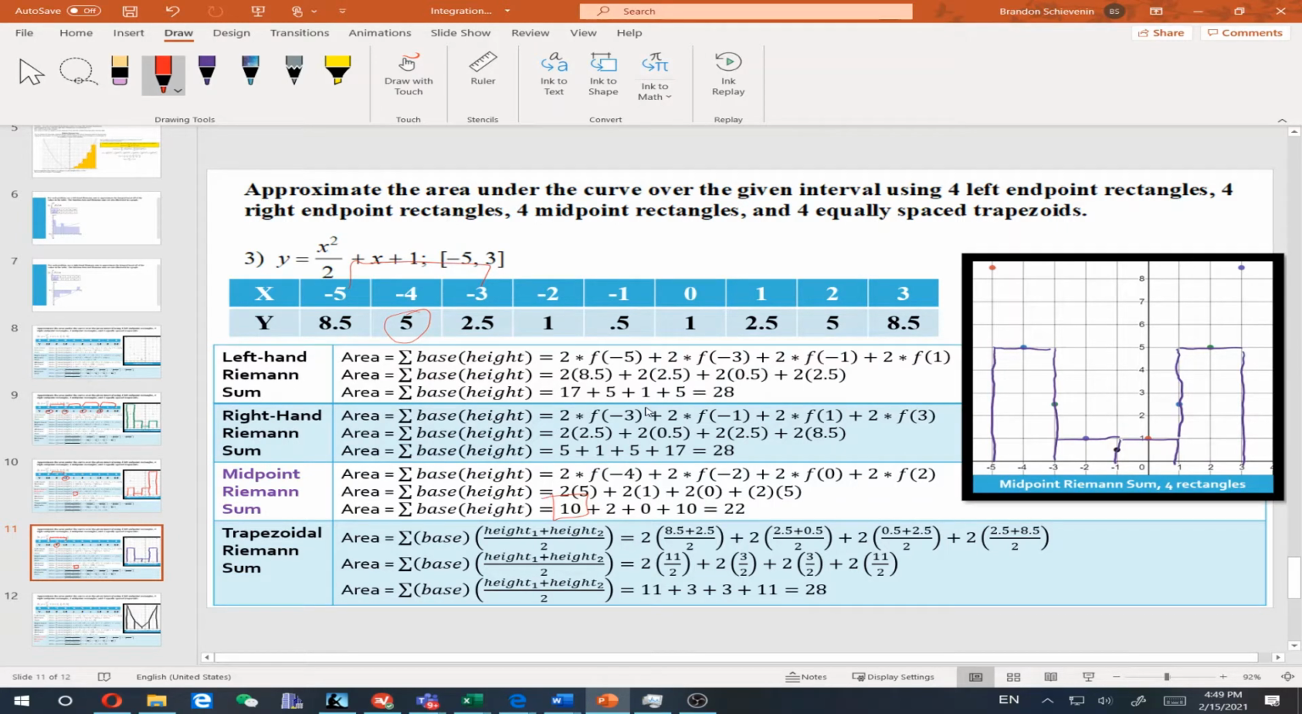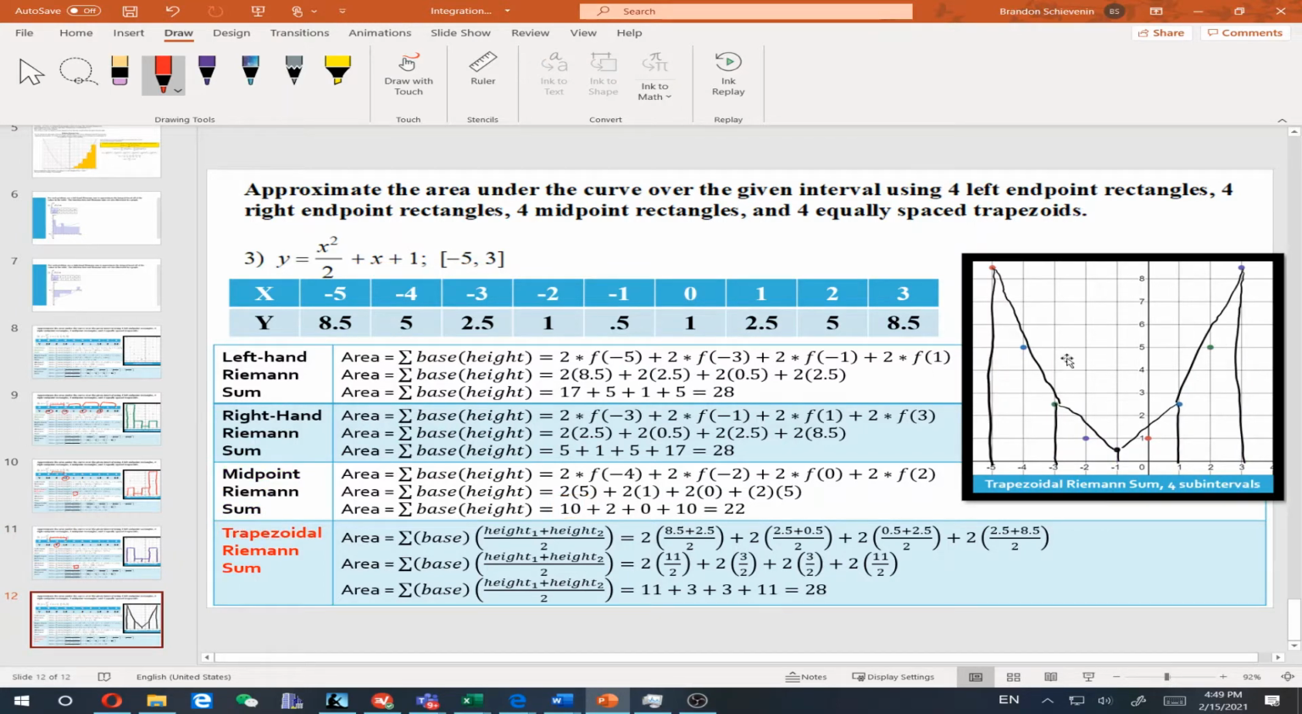All right, last one, trapezoidal. For trapezoidal Riemann sums, instead of making rectangles, we make trapezoids. So my first trapezoid is from -5 to -3. I've got 2 heights this time, 8.5 and 2.5. When I add those 2 together, I get 11. To get my average, I divide by 2. So 11 divided by 2 times our base of 2 gives us 11 total for the area of the first trapezoid. And I keep going for the rest of the trapezoids. Any questions on trapezoidal Riemann sums?